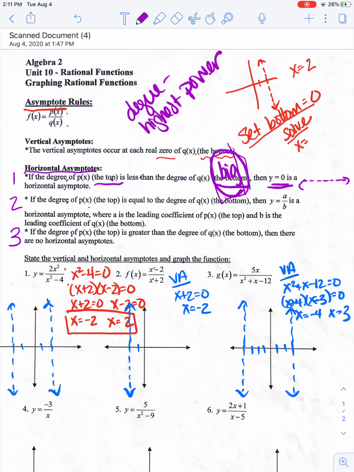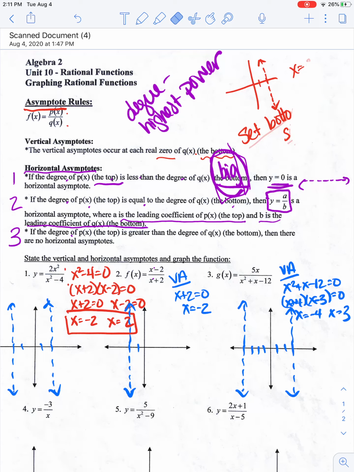Okay? If the degree of the top is equal to the degree of the bottom, then it's y equals a over b, okay? A is the leading coefficient of the top, and b is the leading coefficient of the bottom.